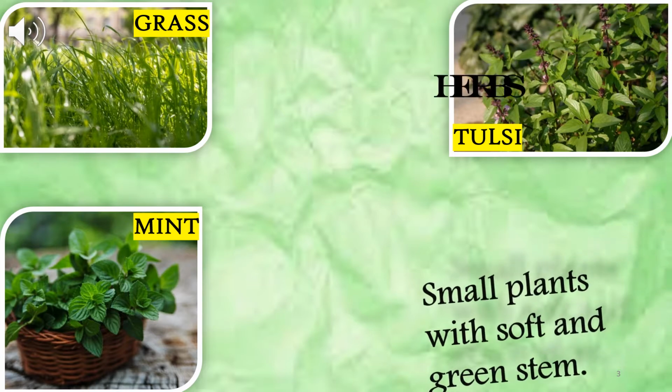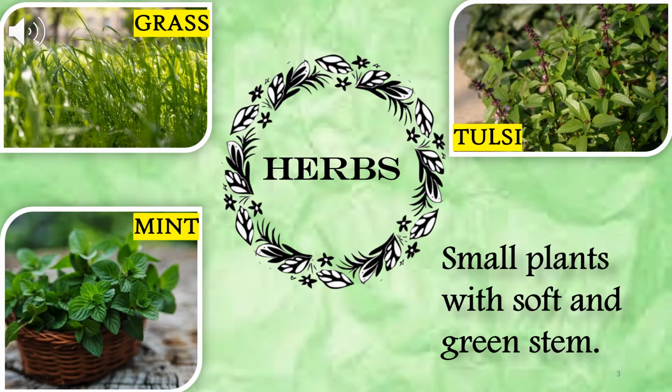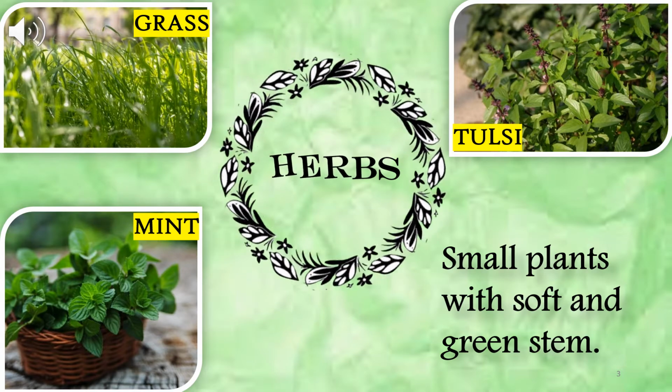What are these pictures here? Oh, these are small plants, aren't they? Grass, mint, tulsi. Look at their stems. They are so soft and green. So such plants with soft and green stems are called herbs. Got it, children? Very good.